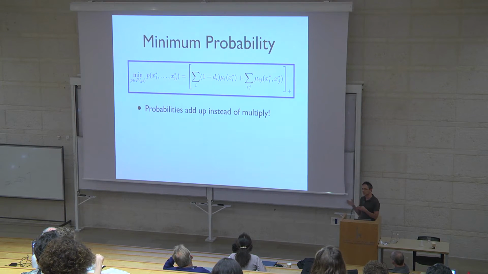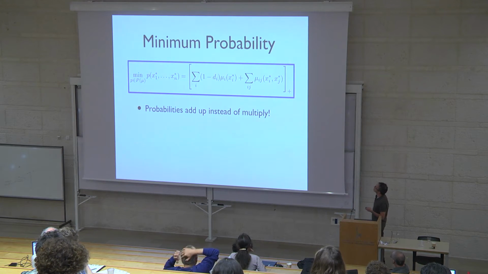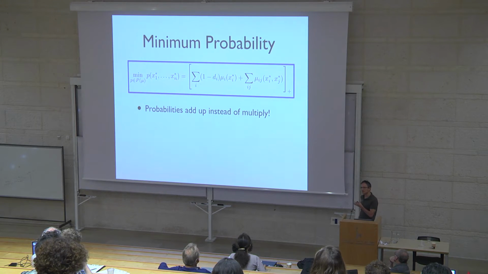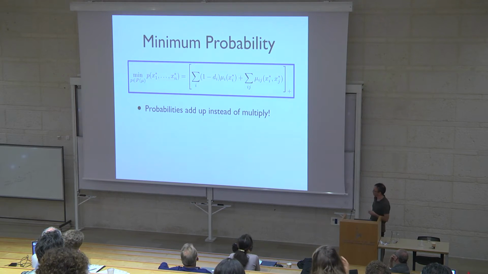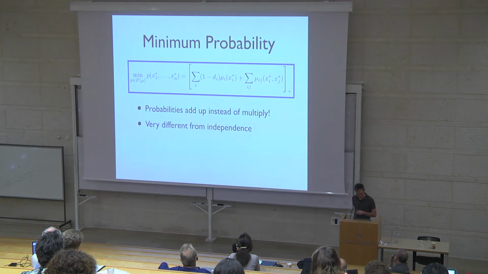So if you have an independent, like an IID model, then the probability of x1 to xn is going to be the product of p(x1), p(x2), p(x3), right? And here, they actually add up, which is funny because if they add up, they might add up to something that's greater than 1, potentially. But that doesn't happen, because we know it doesn't. So it's one interesting thing to notice. It's, as I told Tali, very different from independence. It actually sort of makes the opposite assumption of independence.